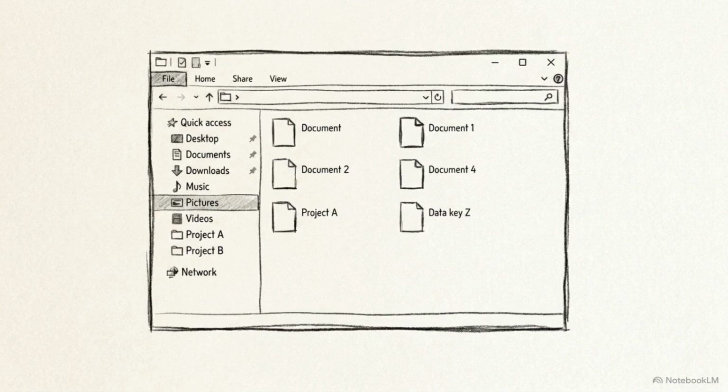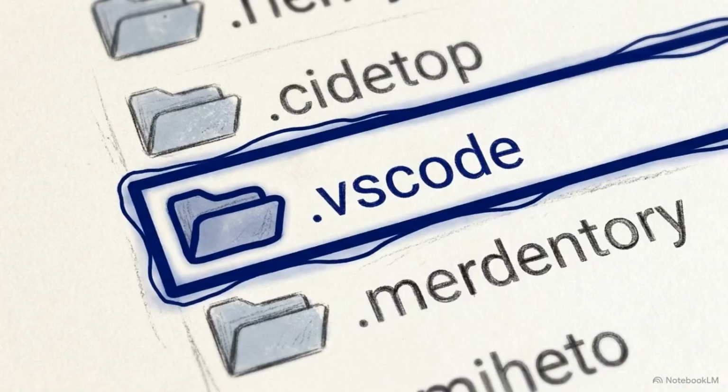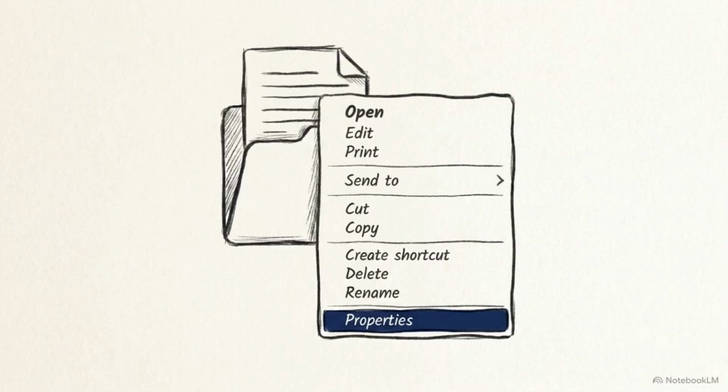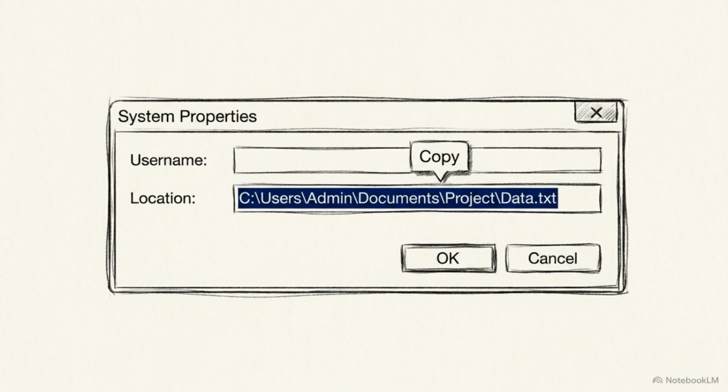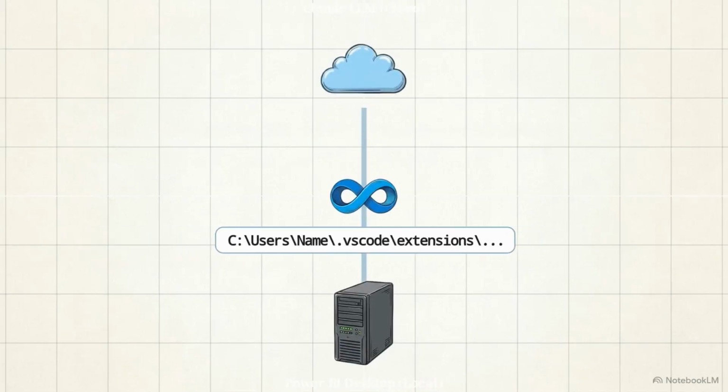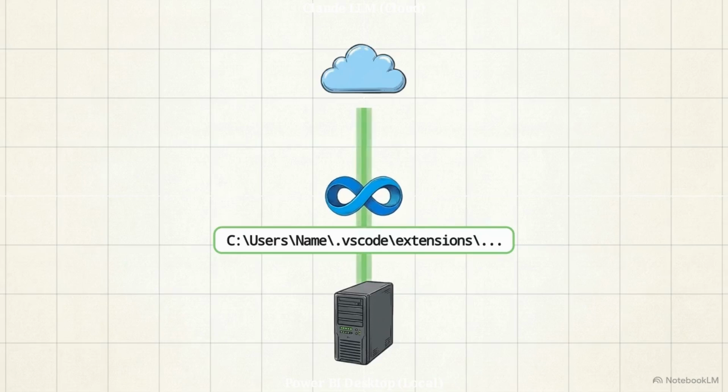Open your Windows File Explorer, navigate to your User Profile folder, then the .vscode folder, and finally the Extensions directory. Find the Power BI Modeling MCP folder and navigate into the Server folder. Right-click the server file, open its properties, and copy the absolute directory path to your clipboard. This path serves as the coordinate Claude needs to bridge cloud processing with your local machine.